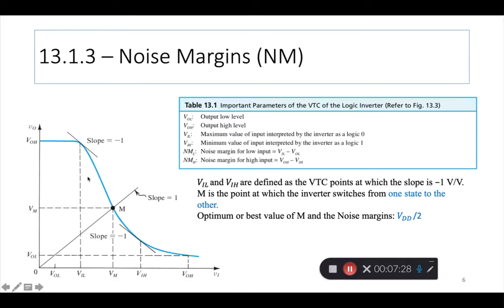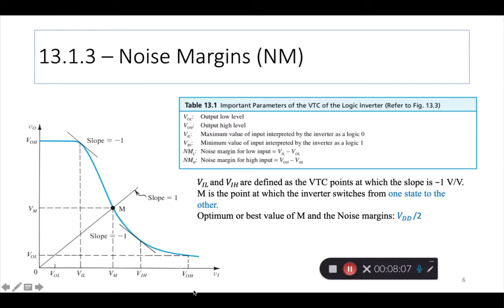here's a more real VTC for a logic inverter. And here you'll see the definitions of all these voltage levels shown on the drawing. So VOL is output low level, VOH is output high level. VIL, which you see here, is the maximum value of the input interpreted by the inverter as a logic 0.